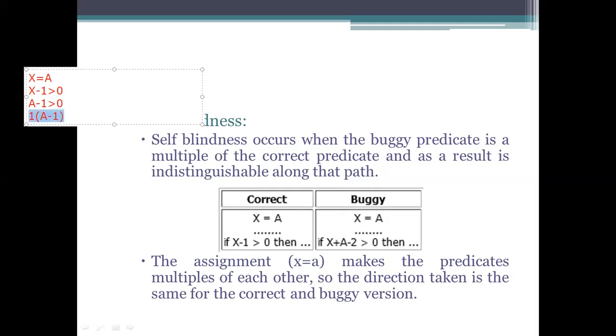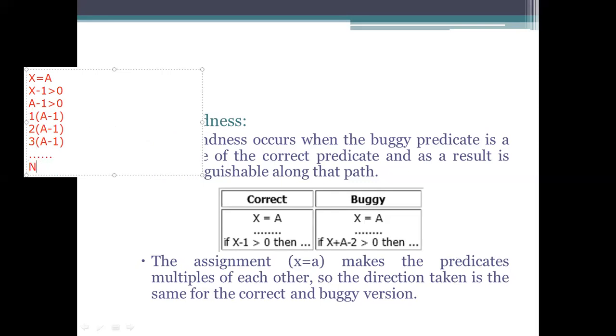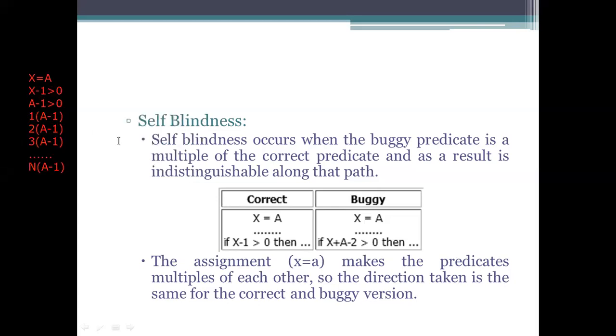Next one, 2 into a minus 1. Three into a minus 1, and so on. We can make it n into a minus 1. So whenever we are taking an expression into that one, you may consider that this is not the correct statement for the processing. Means the x plus a.